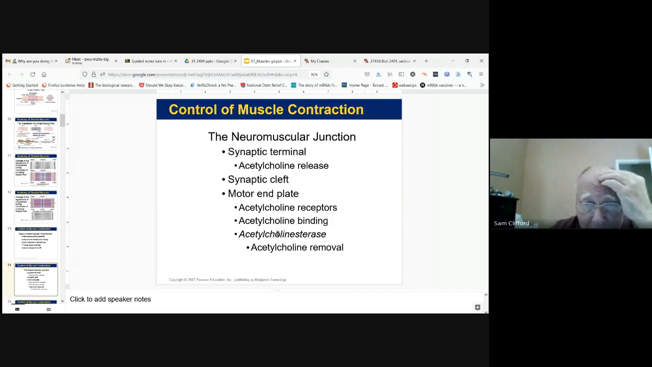There's an enzyme called acetylcholinesterase that is used to break down the acetylcholine, because once a muscle is stimulated to contract, the acetylcholine has to be removed so that the muscle can relax and be ready for the next contraction.